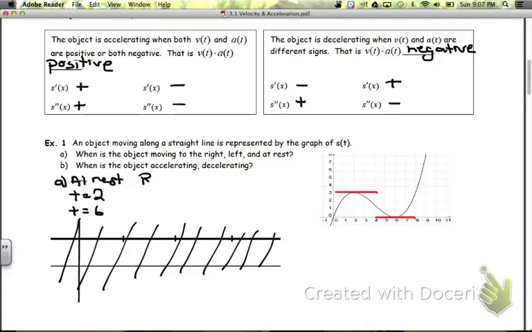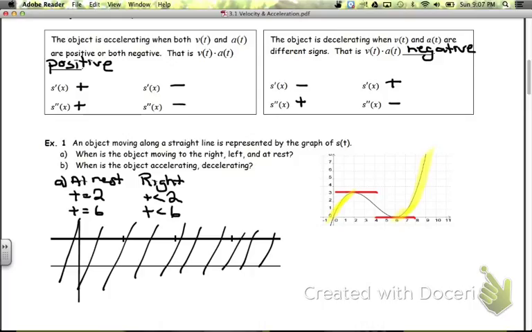So when our function is moving right, this is when our time is less than 2. You can see that by just looking at our graph here. It's increasing, so therefore it's moving to the right. It's going away from the origin. And also, after t is greater than 6, it's again moving away from the origin.